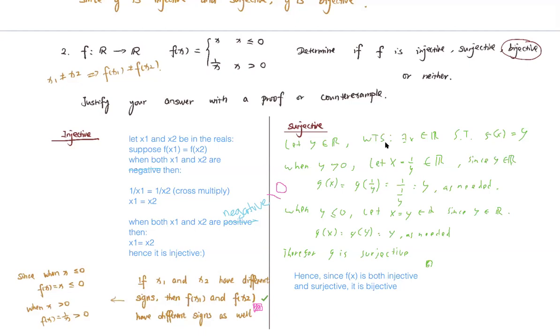Then f of x, here should be f of x, okay? Then f of x equals f of 1 over y, which is 1 over 1 over y, which will give you y as needed. When y is less than or equal to 0, let x equal y. Since y is real, x is real as well. So f of x equals f of y, which gives you y as needed. Therefore, f is surjective. Yeah, perfect.